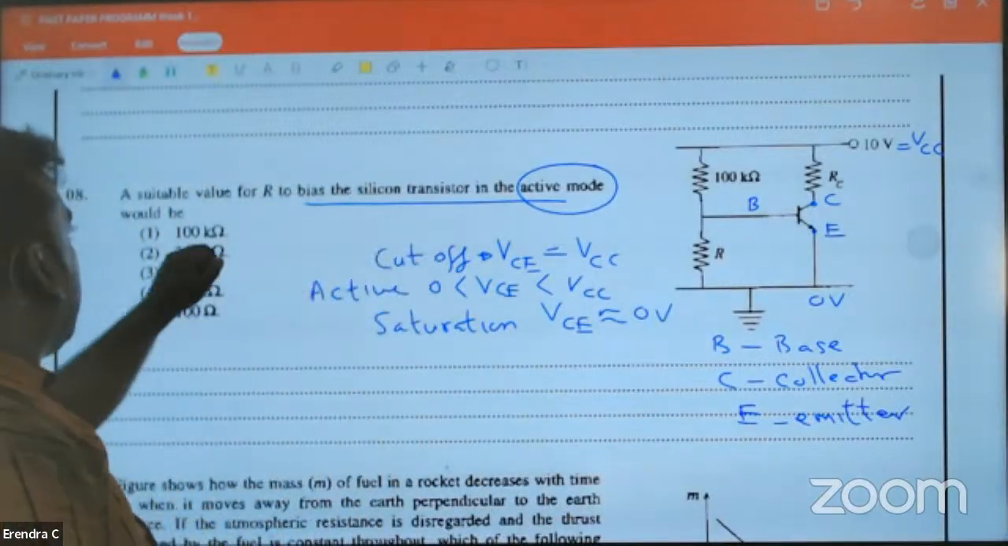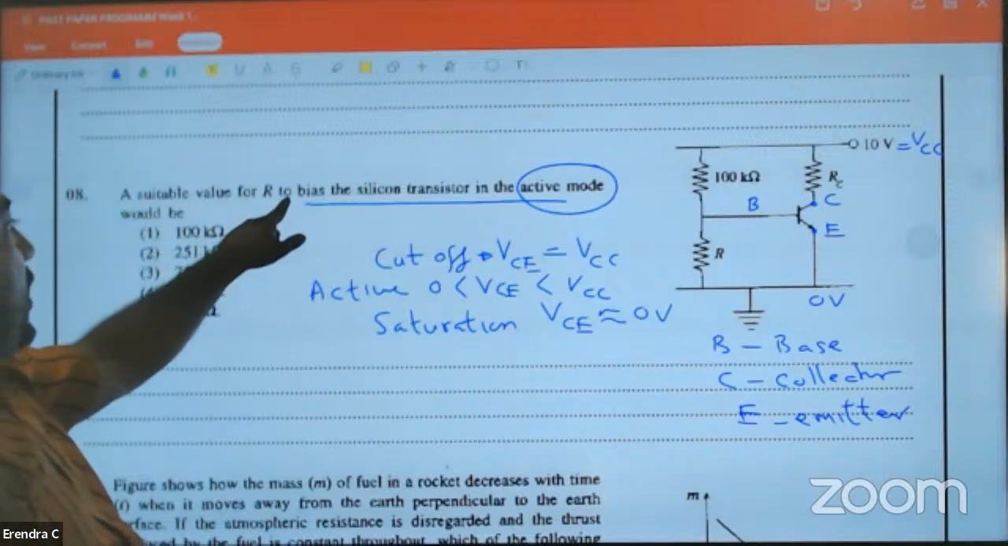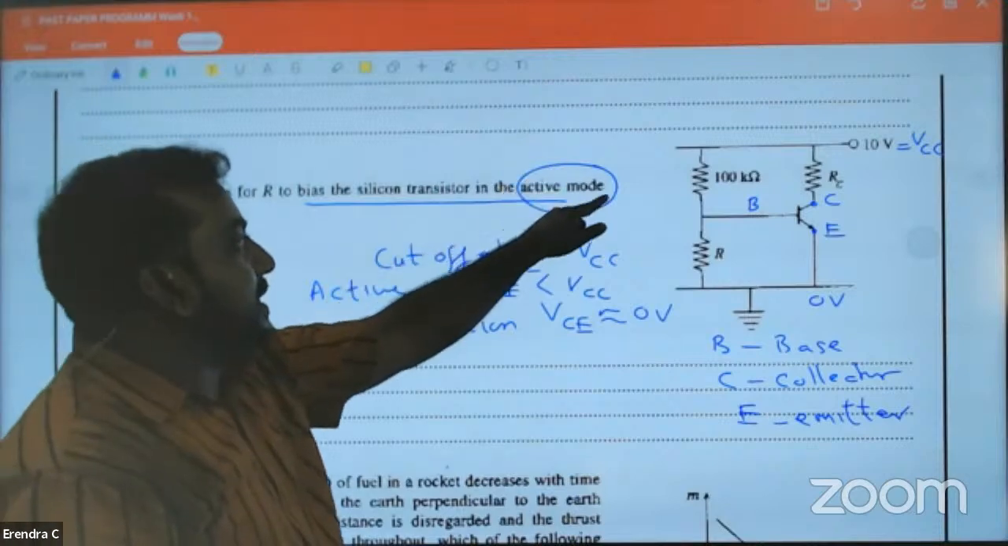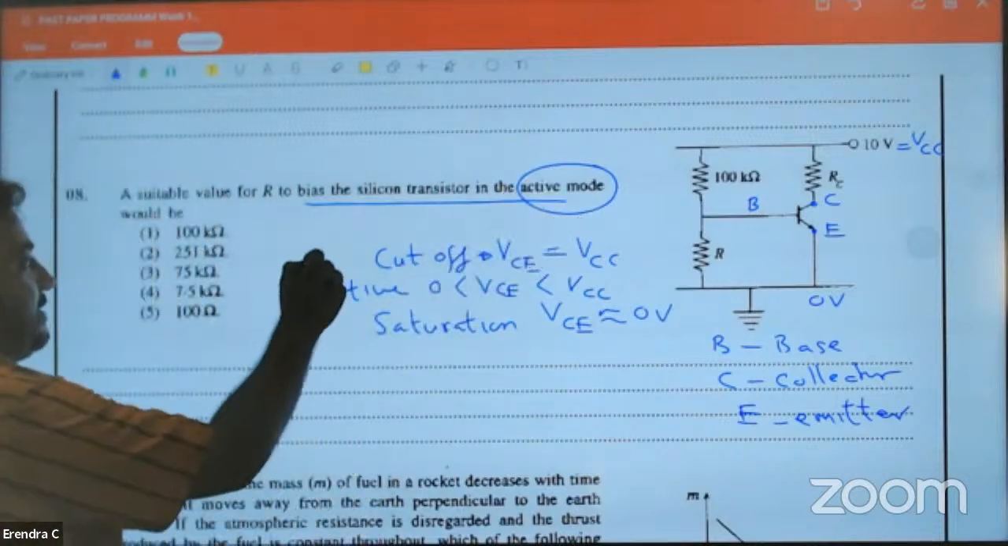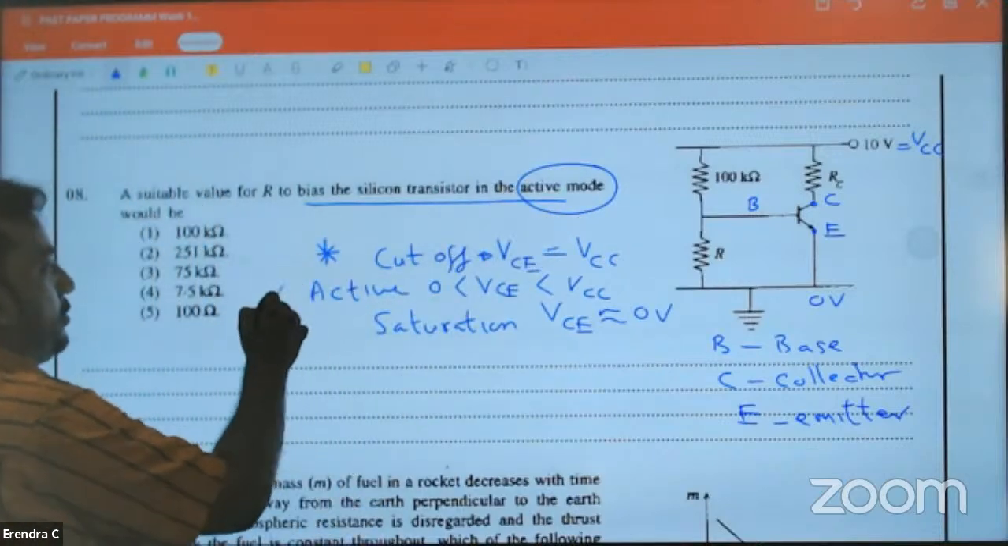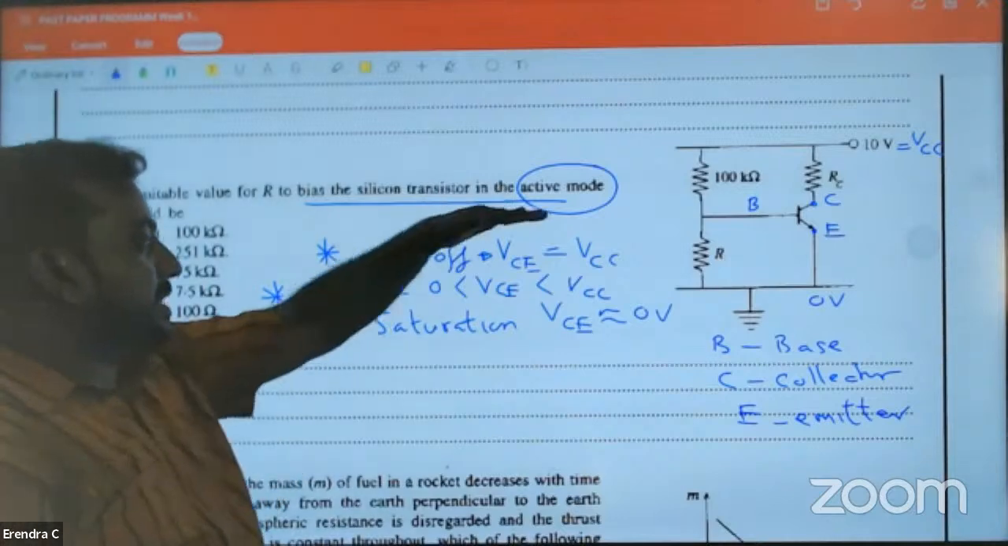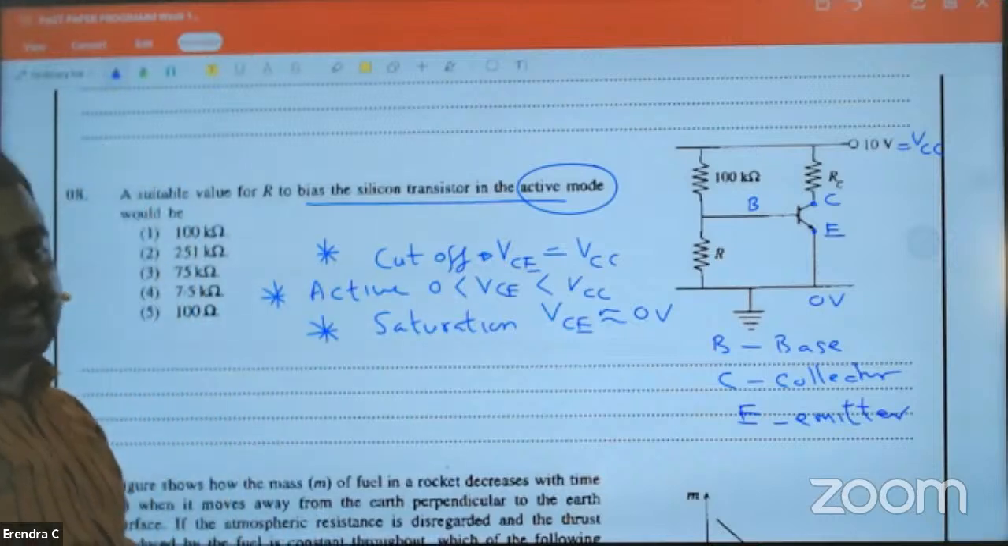So they're asking a suitable value for R to bias the silicon transistor in the active region. First, write these 3 below: cutoff, active, saturation. These are your conditions.